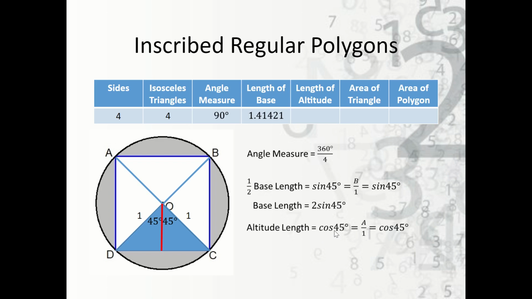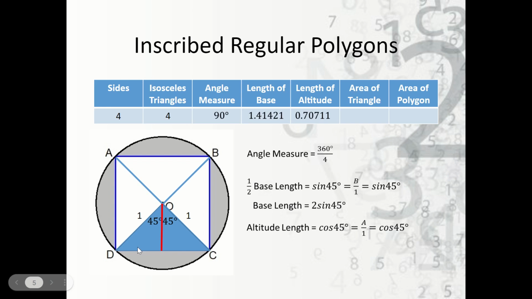So it's cosine of 45 degrees is equal to a over 1. And remember, anything divided by 1 is just itself. So we just end up with cosine of 45 degrees. And when we plug that into our calculator, we end up with 0.70711.